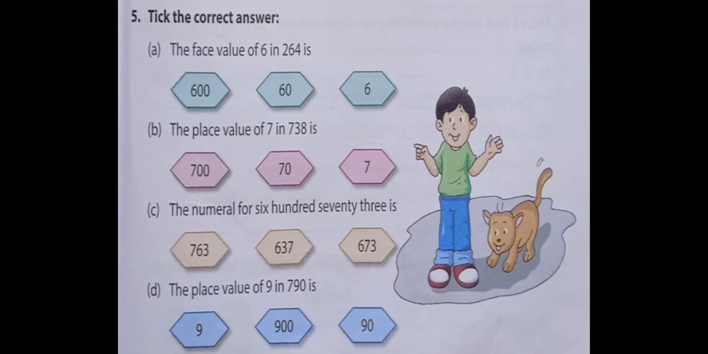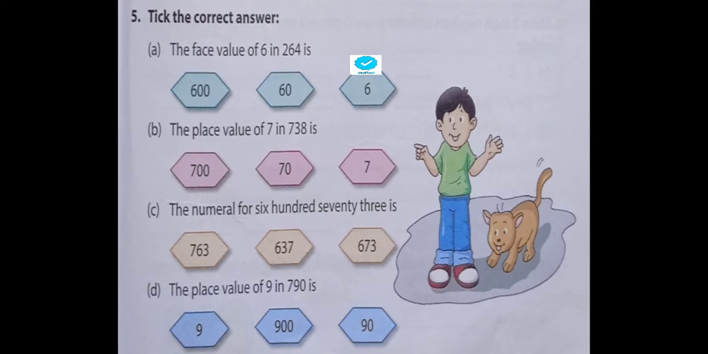Question number 5, you have to tick the correct answer. You will read the question and you will tick the correct answer. Like in A part, the face value of 6 in 264. Now you have to write the face value of 6, and I have told you face value means the digit itself. Okay, so face value of 6 in 264 is 6 only. So you will put a tick on 6 number.